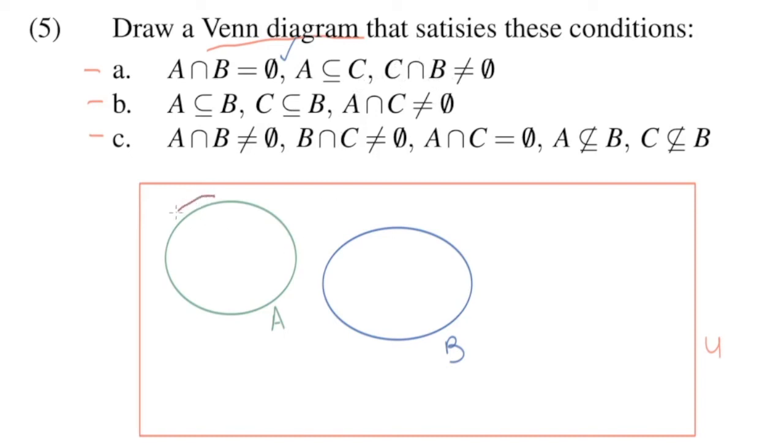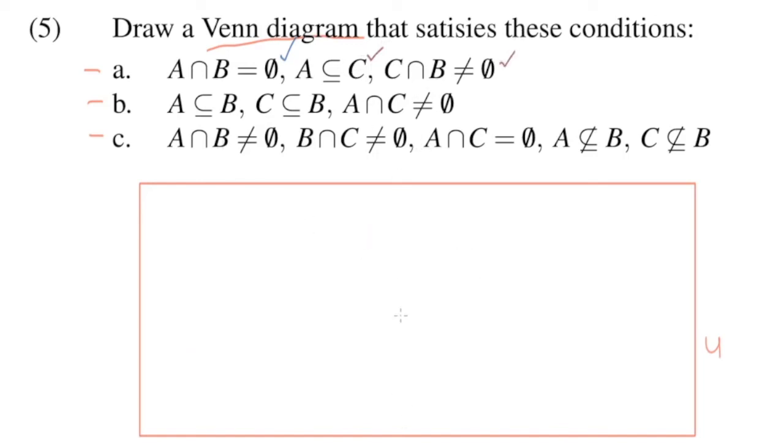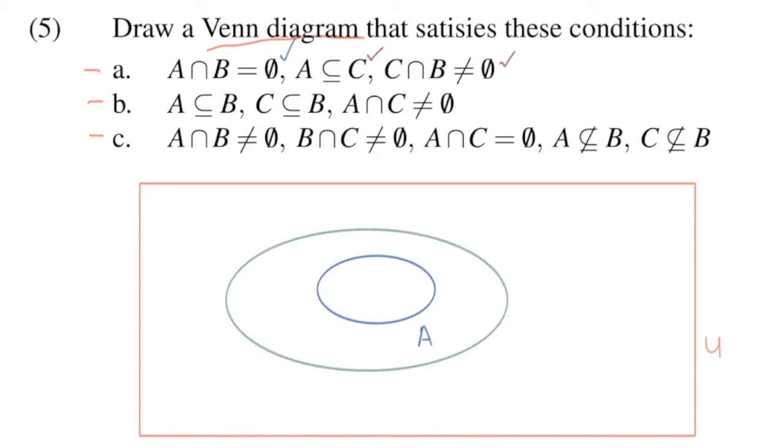So let's draw C. A is totally contained within it. C and B overlap a little bit. So here's C. We know A is totally contained within C. We can see that visually. And then C and B overlap a little bit. So we've got that one right as well. Let's look at the next one. A is a subset of B. So let's do A here. This can be A. And now it's a subset of B, so B has to totally envelop it. Okay, we've got that one right.